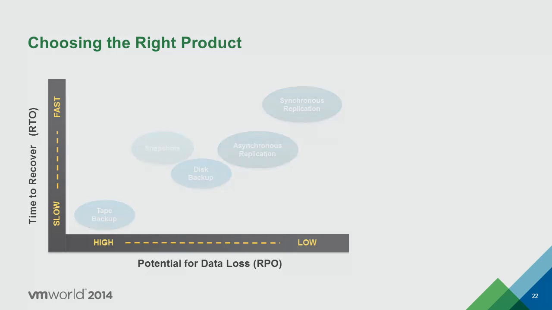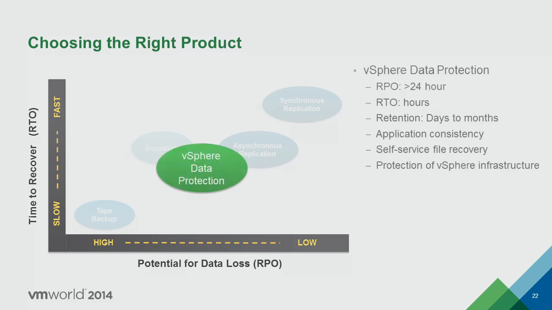So where do our products fit on this map here? VDP, right there in the middle, we're talking about RPOs of equal to or greater than 24 hours. RTOs in the hour range, maybe minutes depending on how many VMs. Retention, days to months. You need app consistency. Self-service file level recovery, which I didn't really touch on, is a really great feature of VDP. And protection of your actual vSphere infrastructure like vCenter.